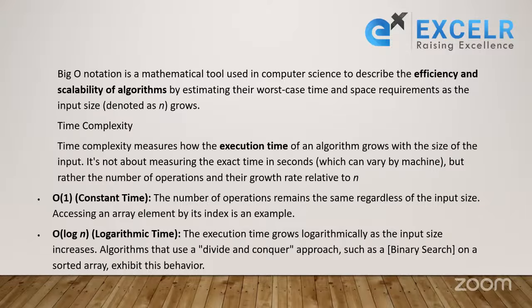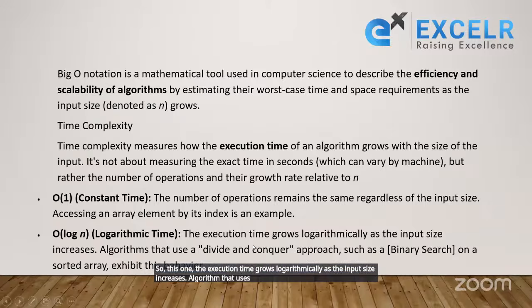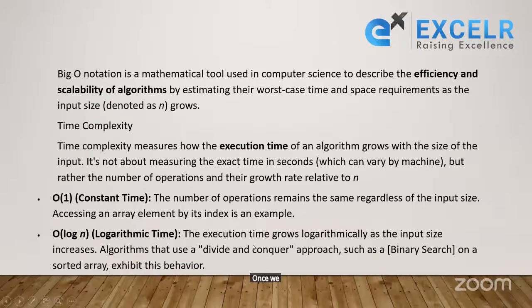O of 1, we'll see one code today for sure. Then O log n. So this one, the execution time grows logarithmically as the input size increases. It's an algorithm that uses divide and conquer. Once we complete our linear search, then we'll go with the binary search. At that time, we'll see divide and conquer.